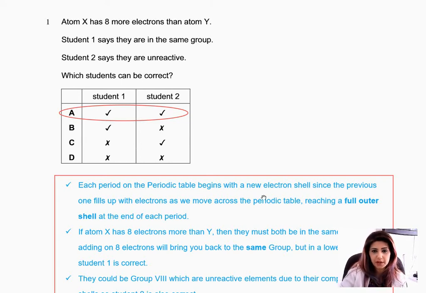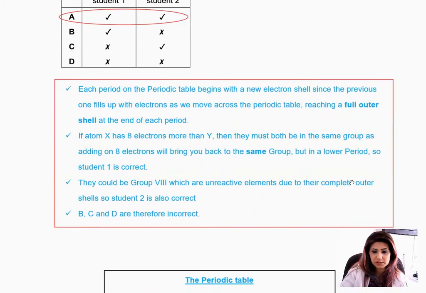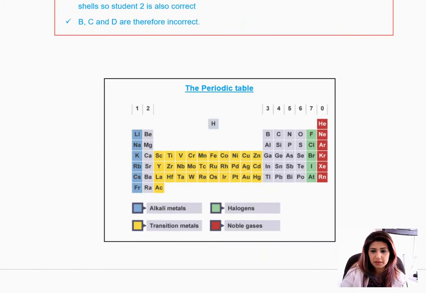So both are correct. Now if you're confused about this, you can just pause the video and try to look at this explanation here, and then you realize that they will be in that group here.